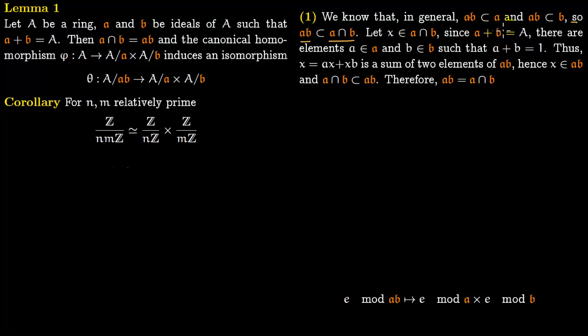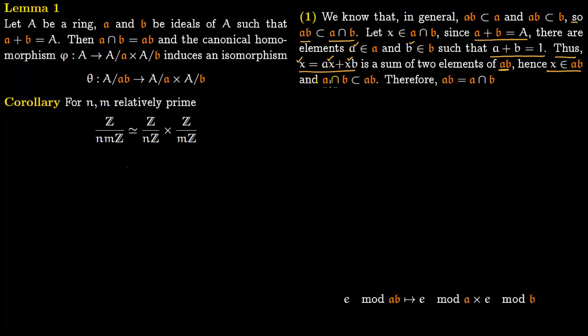Now we know that A and B are co-prime, so A plus B generates the entire ring. So there are elements a in ideal A and b in ideal B such that a plus b is 1. Only then will we be able to generate the entire ring. Therefore you write x as ax plus xb. This is a sum of two elements of AB. Obviously, because x lies in A intersection B, ax plus xb will lie in AB. So x lies in AB, because each term lies in AB.